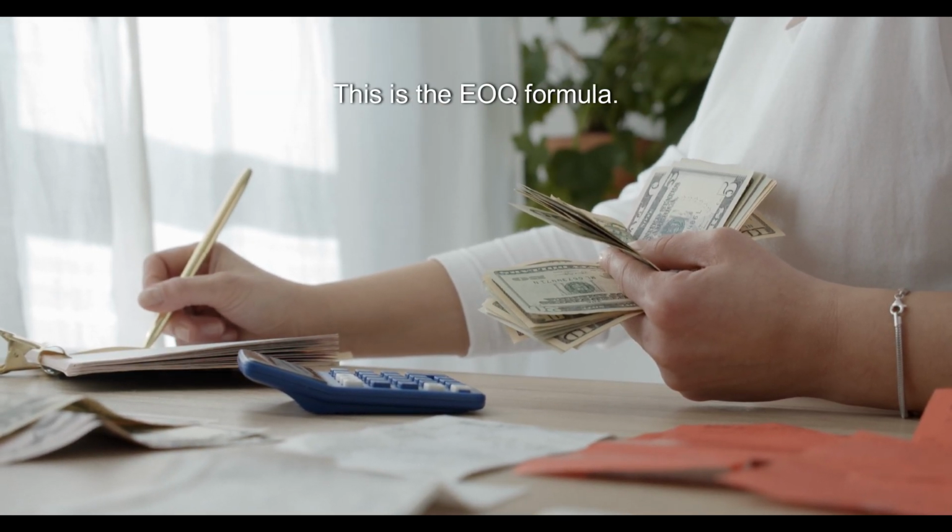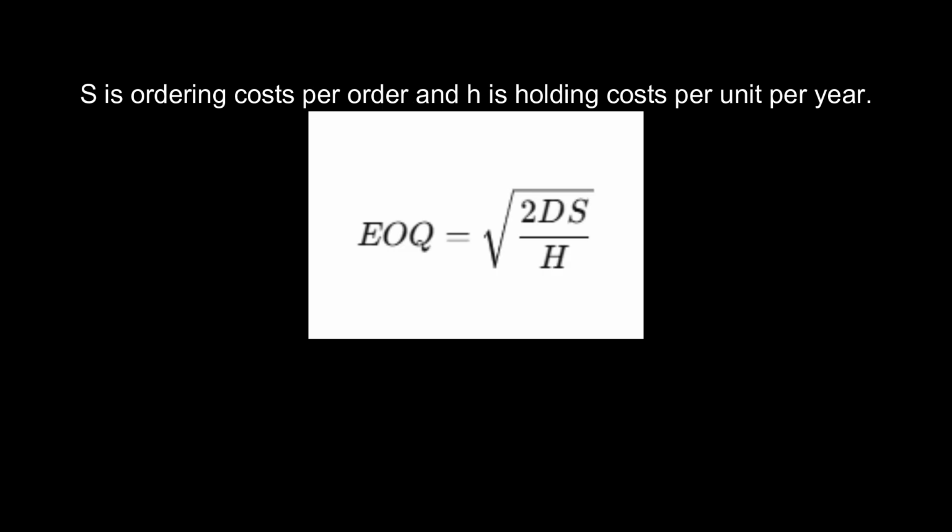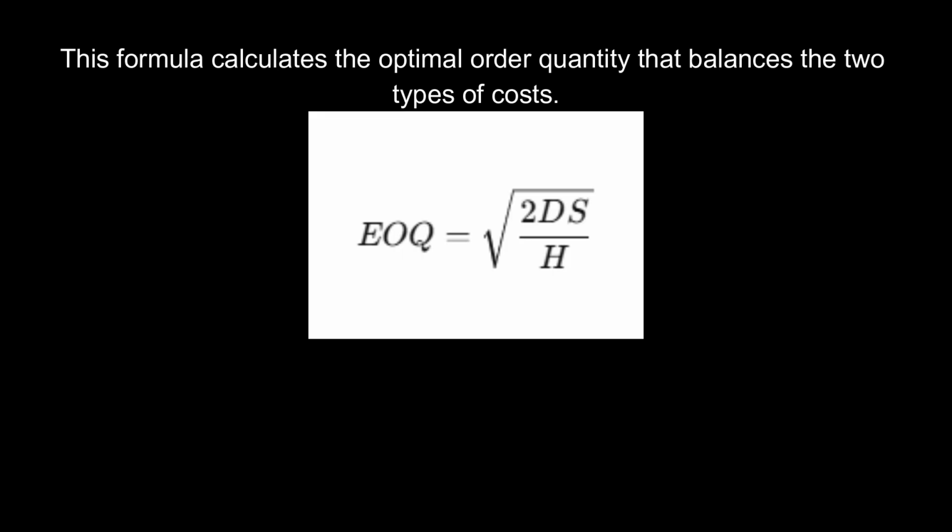on managing inventory. This is the EOQ formula. EOQ equals the square root of 2DS divided by H. Here, D is demand in units per year, S is ordering cost per order, and H is holding cost per unit per year. This formula calculates the optimal order quantity that balances the two types of costs.